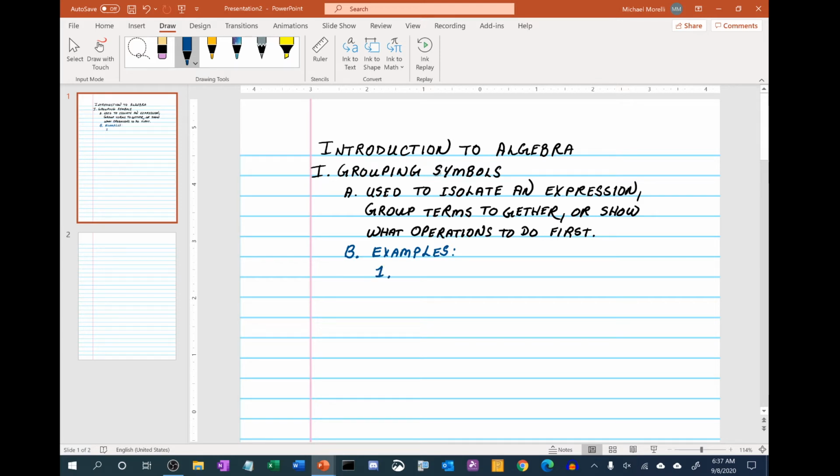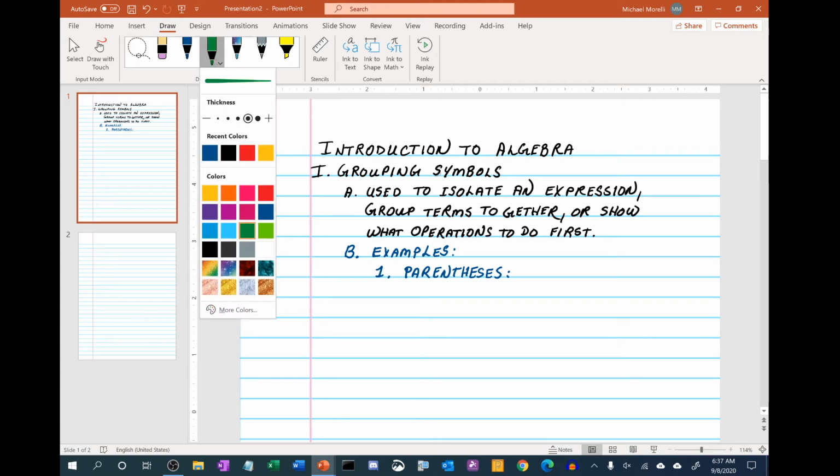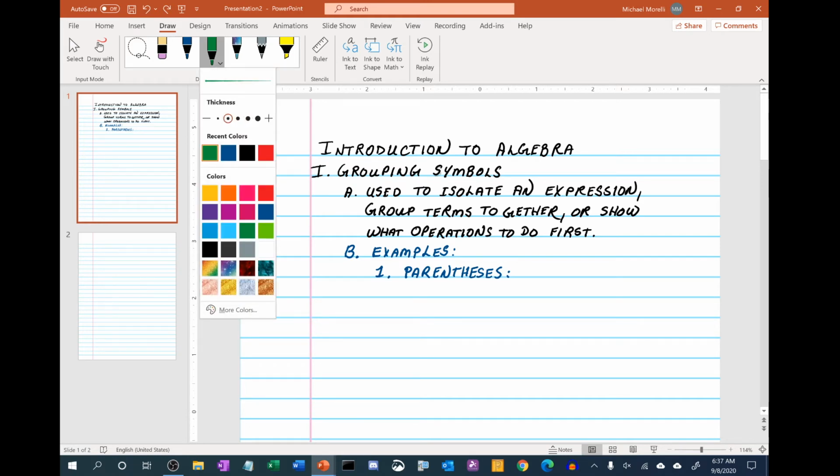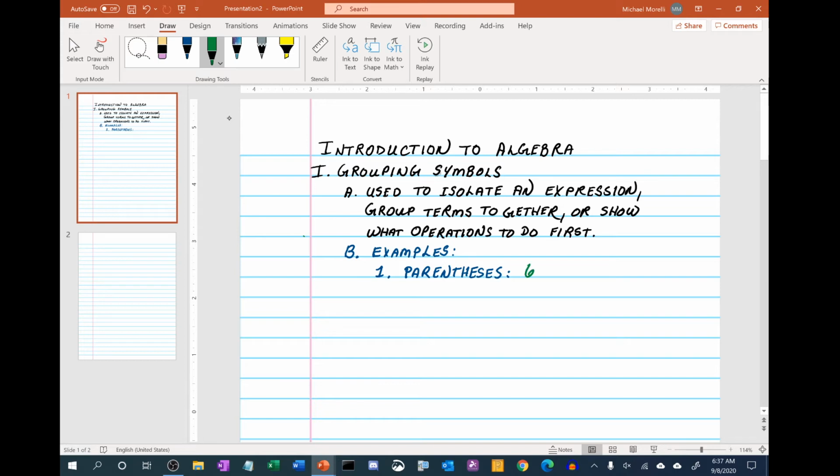Example 1 are parentheses. Here's an example: 6 times open parentheses 2 plus 1 close parentheses means 6 times 3, because 2 plus 1 is 3, or 18, because 6 times 3 is 18.